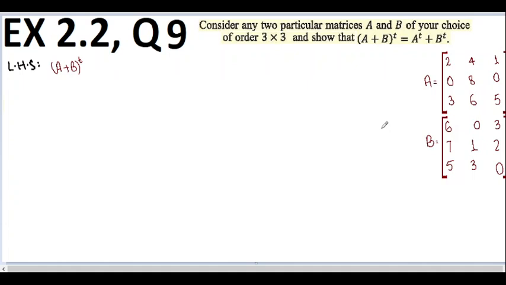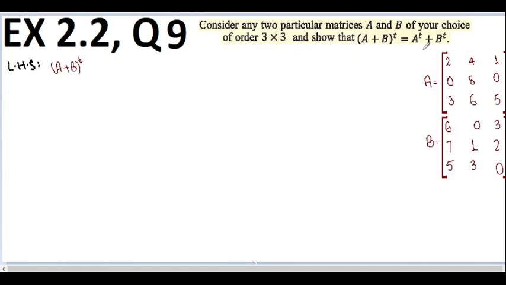Bismillahirrahmanirrahim. We are going to start question number 9 of exercise 2.2. It says that we have to consider any two particular matrices A and B, which I have considered over here. You can see this is the matrix A I have considered, and this is the matrix B of your own choice. So you can choose any of your choice.